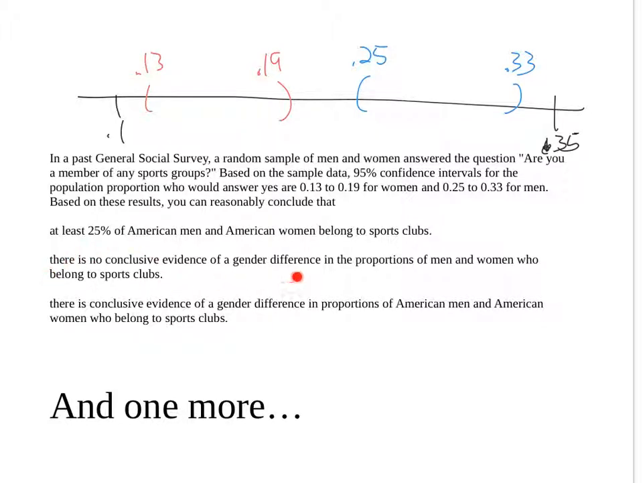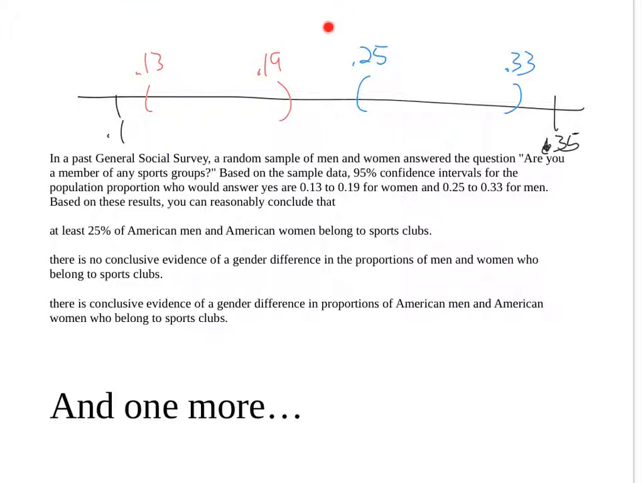There is no conclusive evidence of a gender difference in the proportions of men and women who belong to sports clubs. No, actually, this is the conclusion you'd reach if there was an overlap. So if the upper bound for women was over here and the lower bound for men was over here, you'd say there's no conclusive evidence for a gender difference. That's what happens if they overlap. But here, this is obviously going to be our answer: there is conclusive evidence of a gender difference in the proportions of American men and American women who belong to sports clubs. It's exactly what we concluded before.